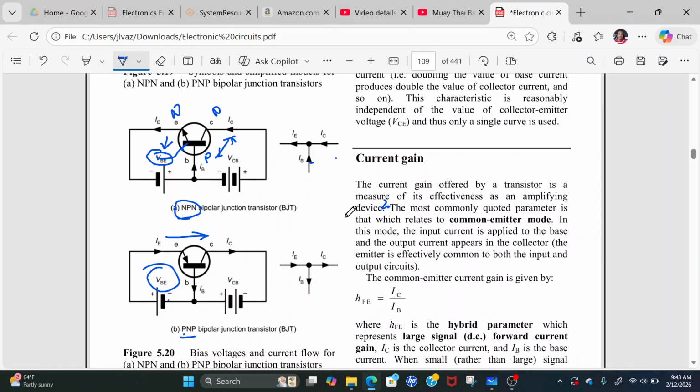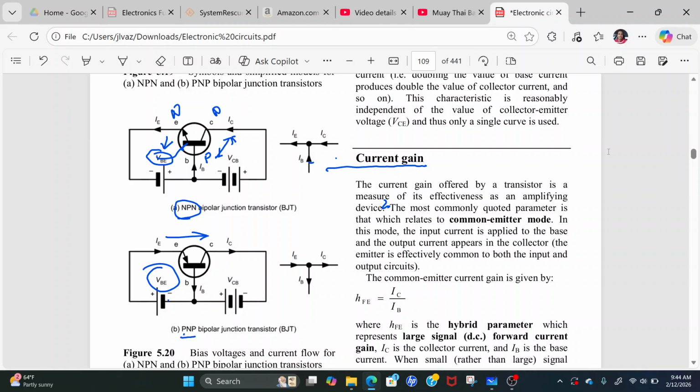Let's take a look now at current gain. It says, the current gain offered by a transistor is a measure of its effectiveness as an amplifying device. The most commonly quoted parameter is that which relates to a common emitter mode. In this mode, the input current is applied to the base and the output current appears in the collector. The emitter is effectively common to both the input and the output.